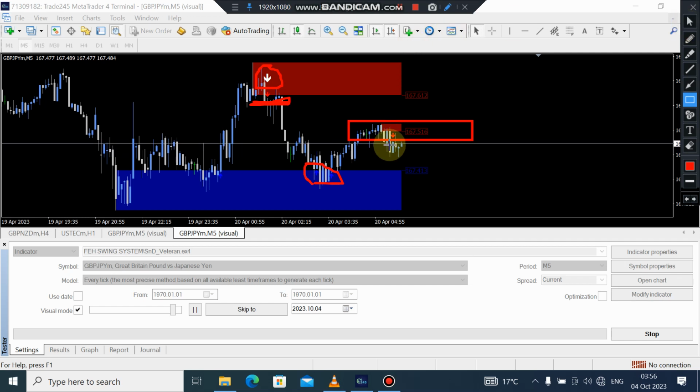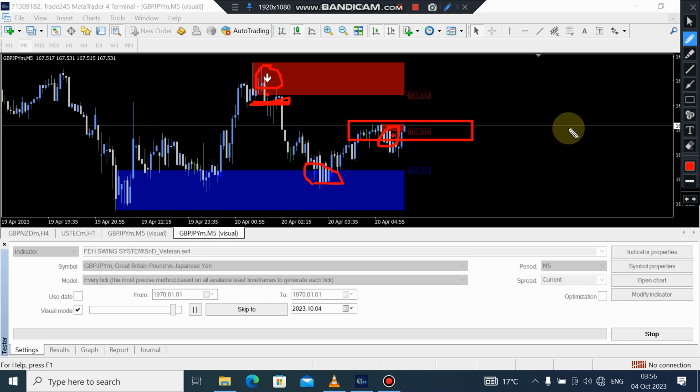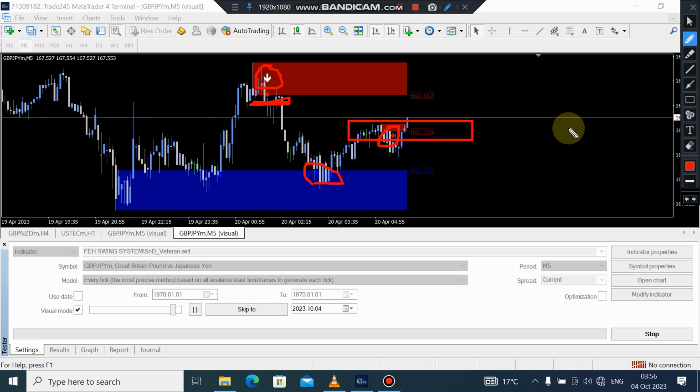Here is the signal. Can you see? The signal appeared after 3 candles. In this case, that's when you enter your sell, and then the stop loss must be just above the zone.